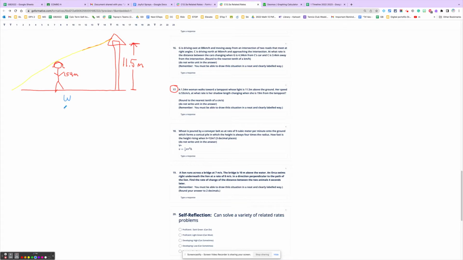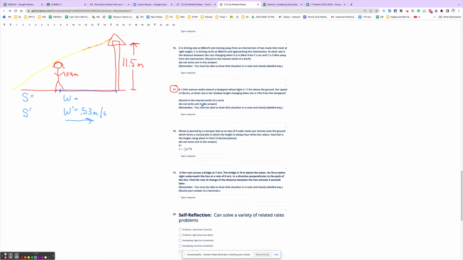So we have a woman, and she's walking at 53 centimeters per second. So I'm going to turn this to meters: 0.53 meters per second. And this distance right here, from here to here, we're going to call W, because this is what she's doing, and she's moving in this direction. As she moves, behind her, there will be a shadow. So that's why I have those two.